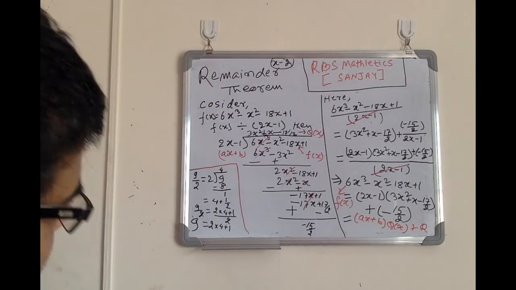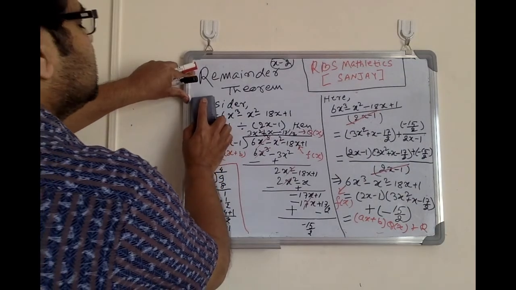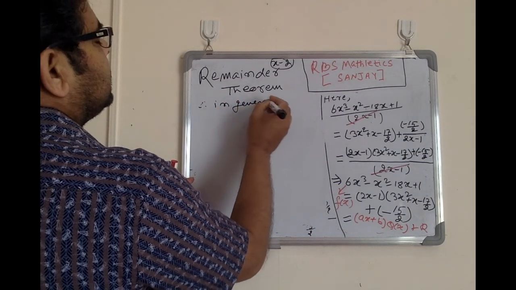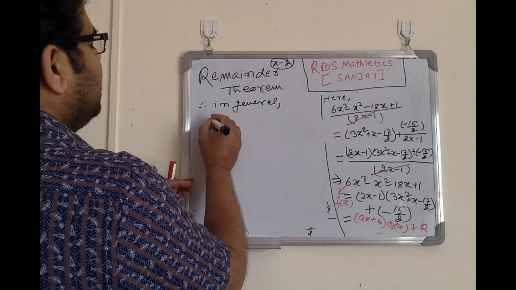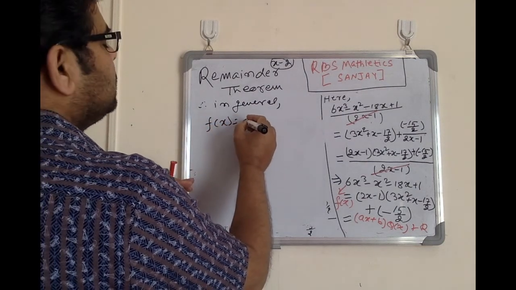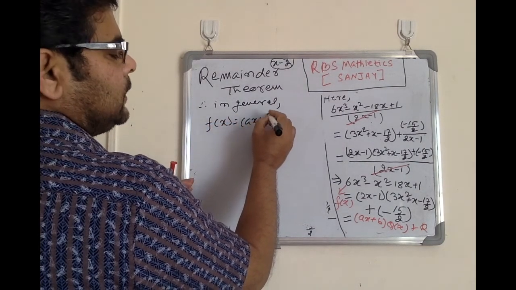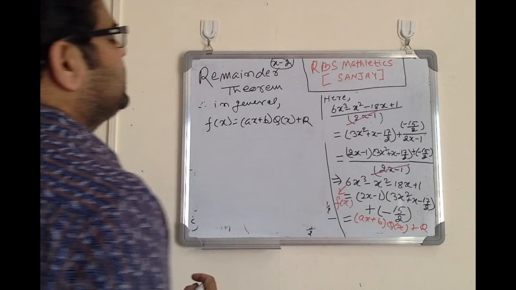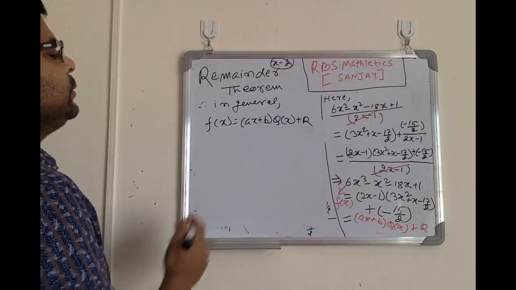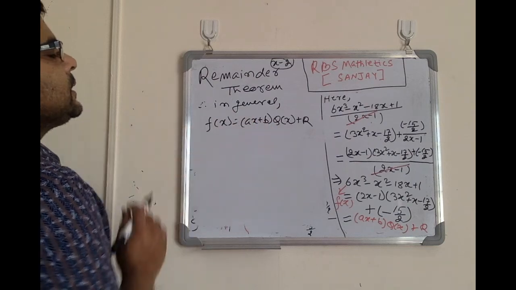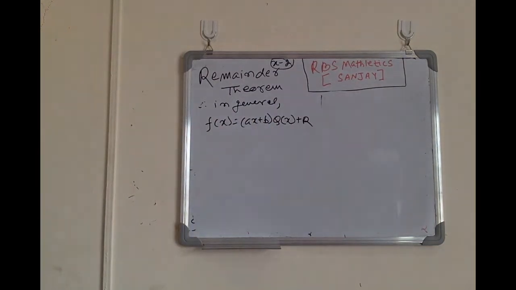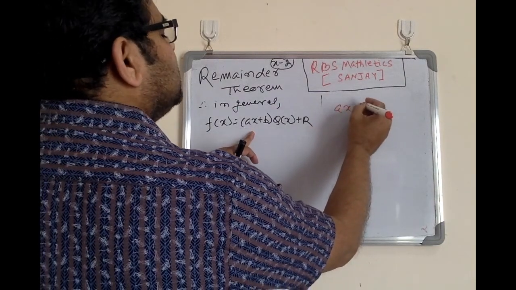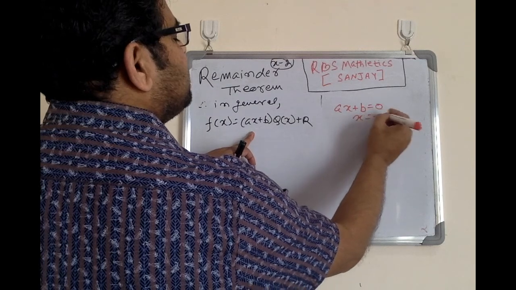Alright, so any division can be expressed in this form, so we can write in general f(x) equals (ax + b) times the quotient plus r. So f(x) can be expressed in this form when it is divided by ax + b. Now let's see, if you put ax + b equals 0, that means x is going to be -b/a.